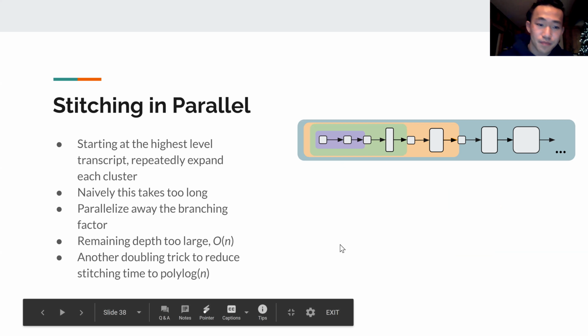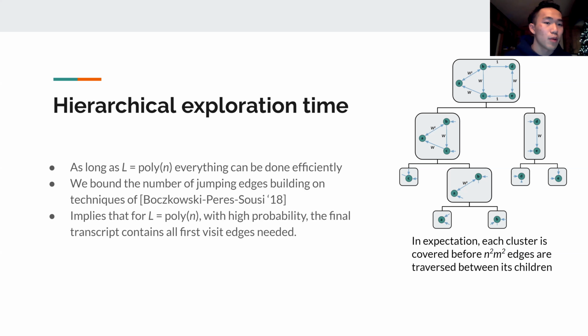And so to recap, what we've achieved so far is this really convoluted process of generating a random walk transcript where we don't have every single vertex, but we have the first L edges that go in and out of each cluster. And as long as L is polynomial in n, everything we've described so far can be done in RNC, or very efficiently in parallel. So the last step is to say, okay, with L being polynomial in n, we can generate this transcript and we can extract all the first visit edges. But when we extract all these first visit edges, do we get the arborescence we want?